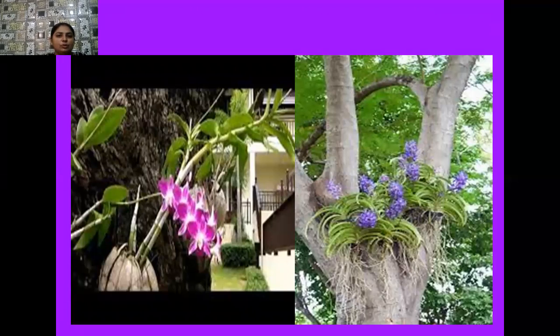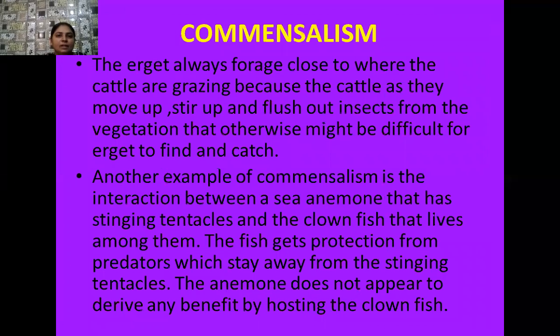Okay, student, here I have shown you the orchid plant which is growing on the branch of the mango tree. In this way, it is so tightly attached to the branch of the mango that you are not able to separate it. The egret always forages close to where the cattle are grazing. Why? Because the cattle, as they move, stir up and flush out insects from the vegetation, which otherwise might be difficult for the egret to find and catch.